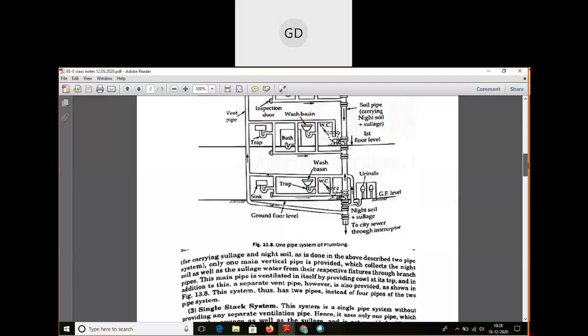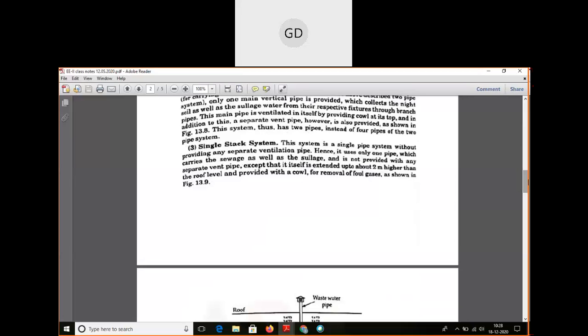So number three is your single stack system. This system is a single pipe system without providing any ventilation pipe. So here it will be only one pipe, which will carry the sewage, along with sewage also the sludge. It will carry both the sewage and sludge, and it is not provided with any separate vent pipe. Here the ventilation pipe will not be there in a single stack system. Except that it itself is extended up to 2 meters higher than the roof level and provided with a cowl for removal of foul gases as shown in the figure.